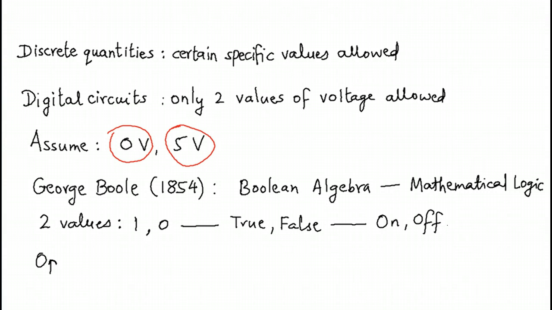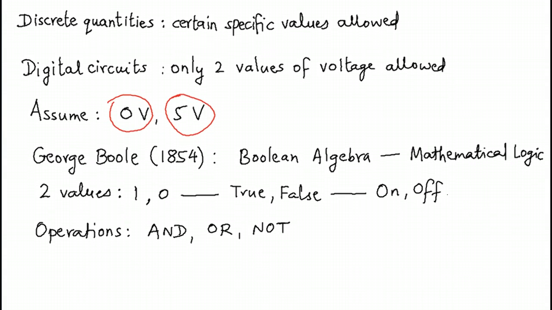And the operations which we use in Boolean algebra are also not the normal operations which we use in algebra, like addition, subtraction, division, multiplication and so on. Rather, they are special operations, and the names of a few of them are and, or, and not.